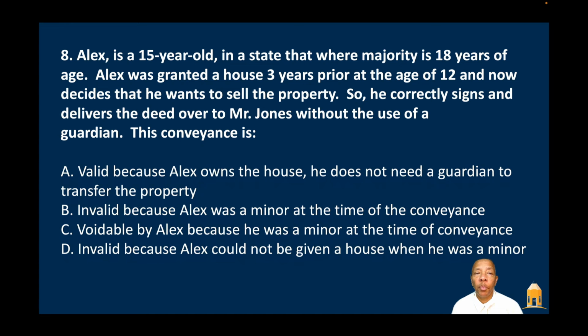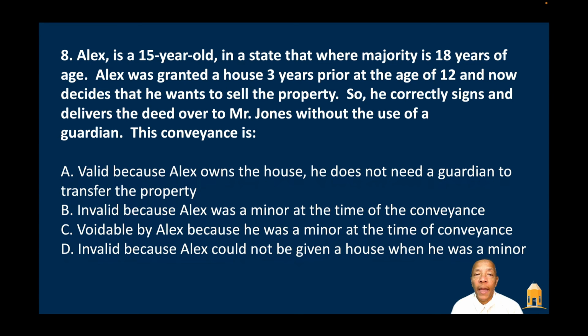Okay, so let's look at B and C because this is where the confusion will come in. And I've tested this question amongst many students, and students pick C all the time, right? Voidable, minor, voidable, minor, voidable. But this is not a contract. This is a deed. And what do we say about a deed? That you have to be of majority to convey.